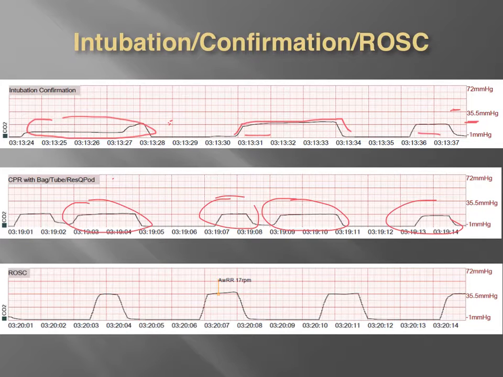Okay, and then you can see down on the bottom here we have ROSC. Okay, and you can see with ROSC we have a beautiful waveform still, and you can see that our end tidal level shot up, and it roughly doubled what the original end tidal level was. So we went up about probably 17 points here in this instance.